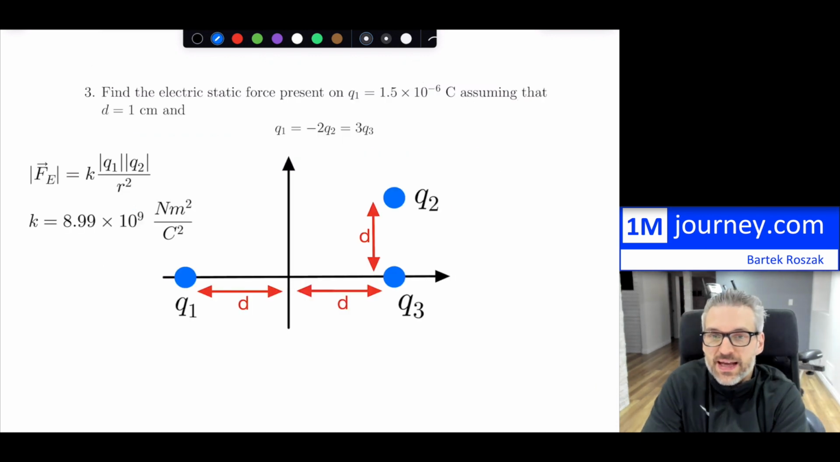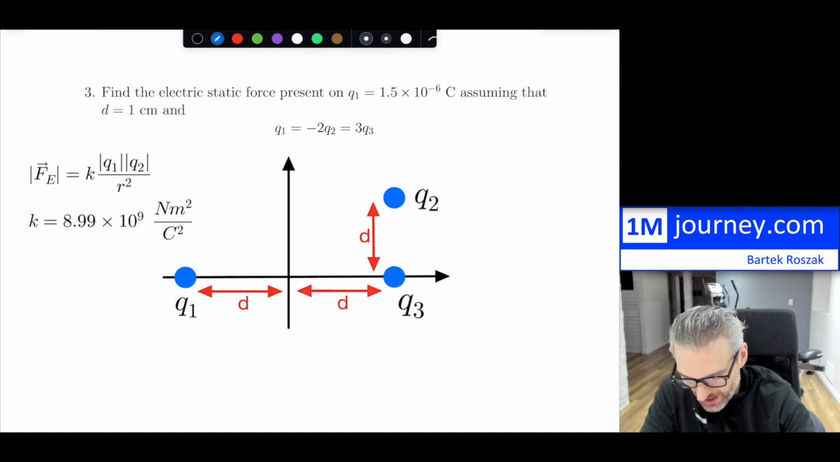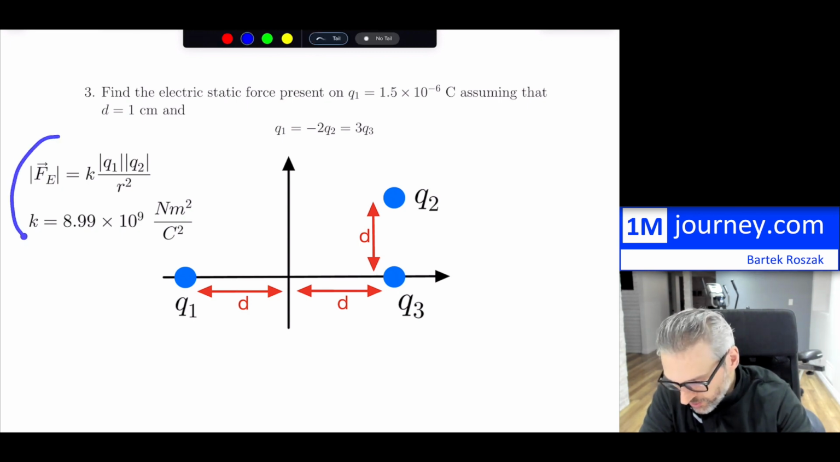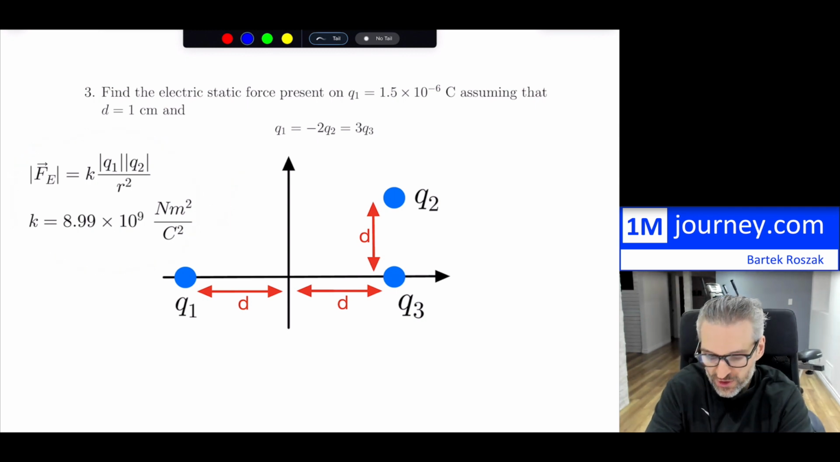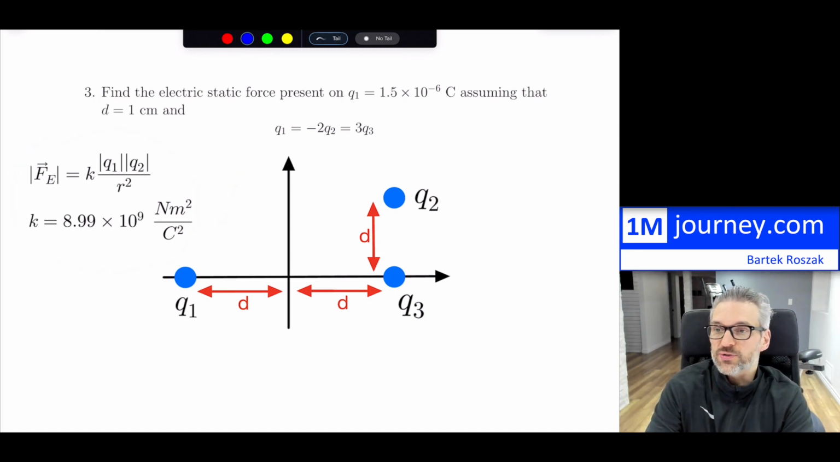Here's the next example. So what I have done is I've brought in our equations, or at least an equation. So this is Coulomb's law, which we're going to be needing for this example. You don't have it if you downloaded the PDF, so you would have to remember this, or if you're using formula sheets, you would be using that for yourself. It says, find the electrostatic force present on charge Q1, assuming that the distance there is equal to 1 centimeter, and they give us all of the charges.